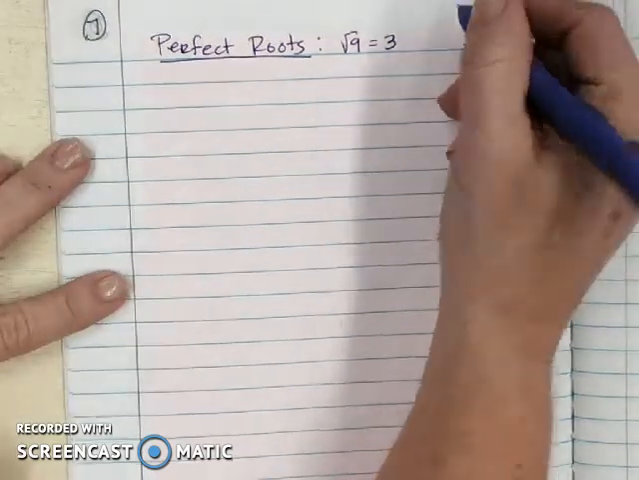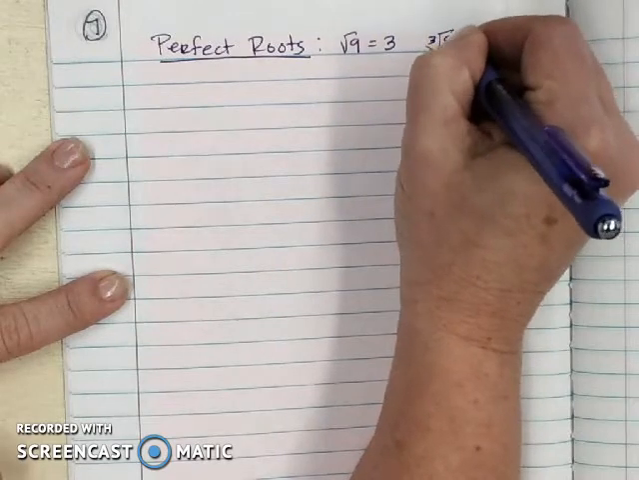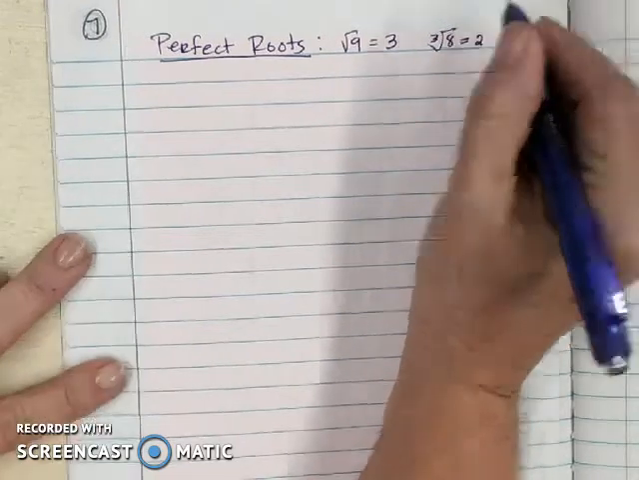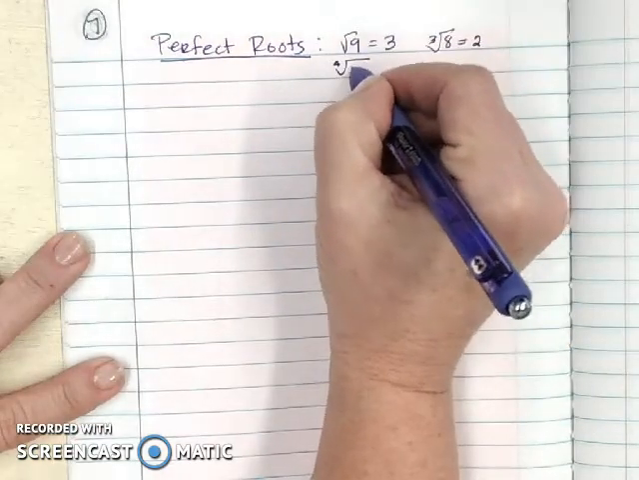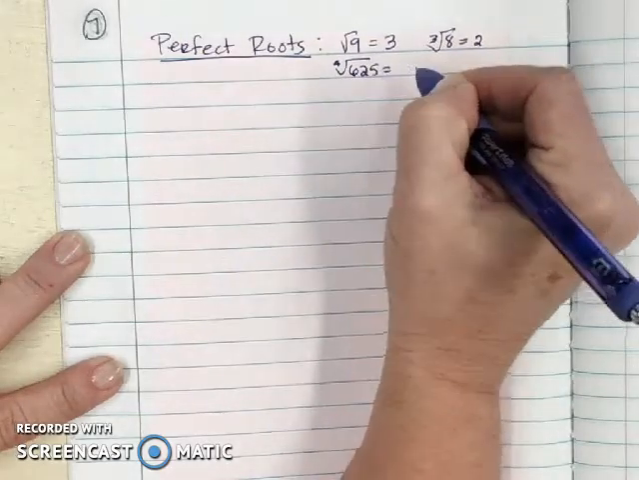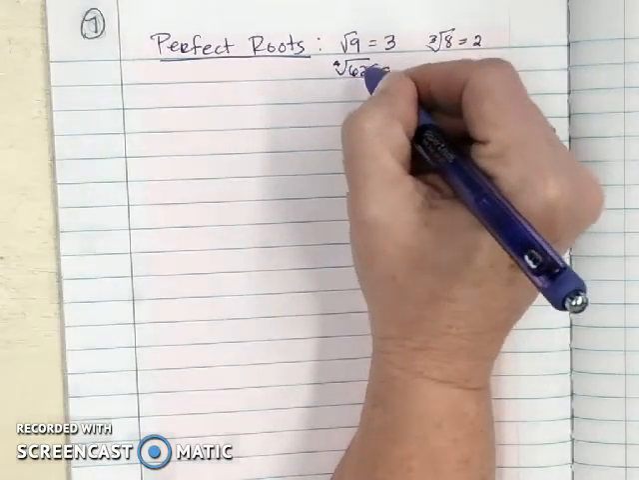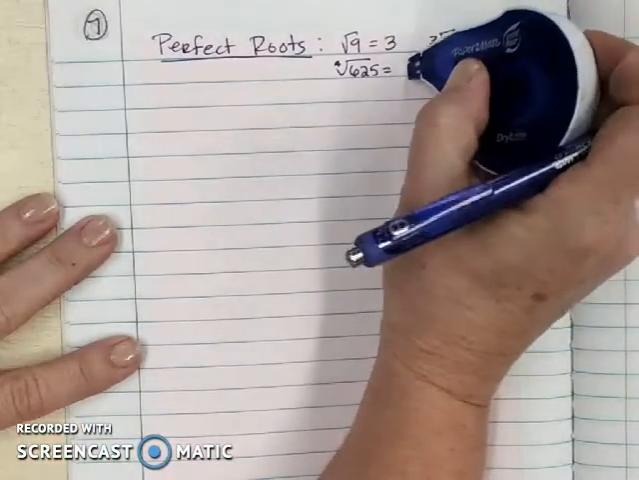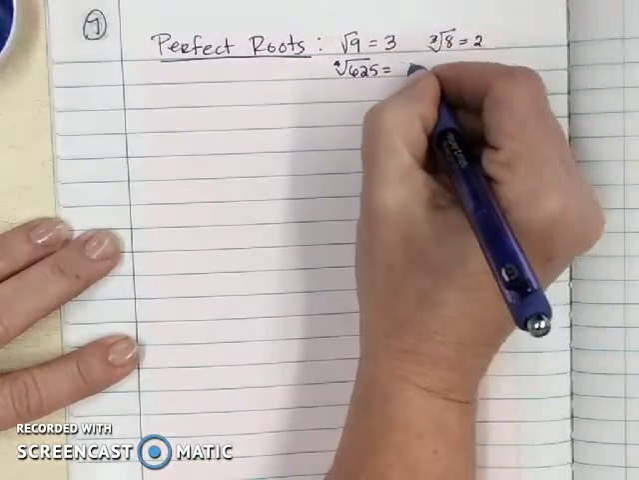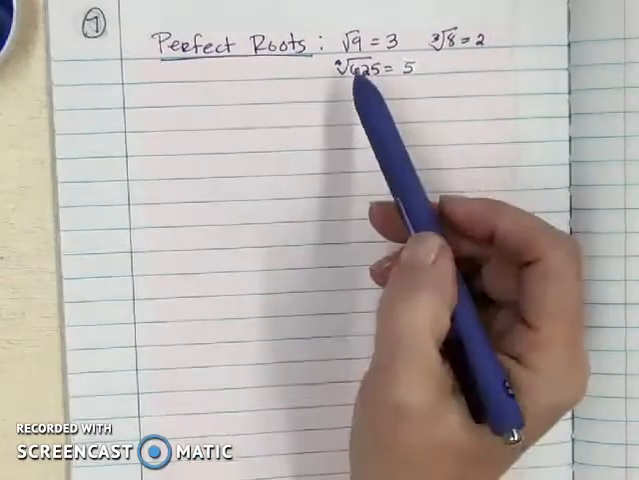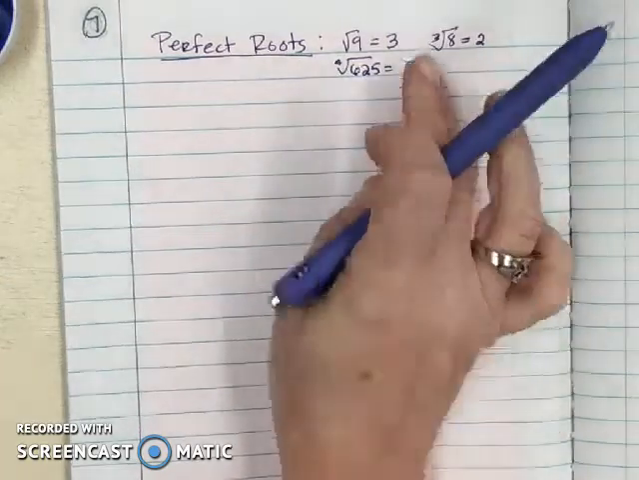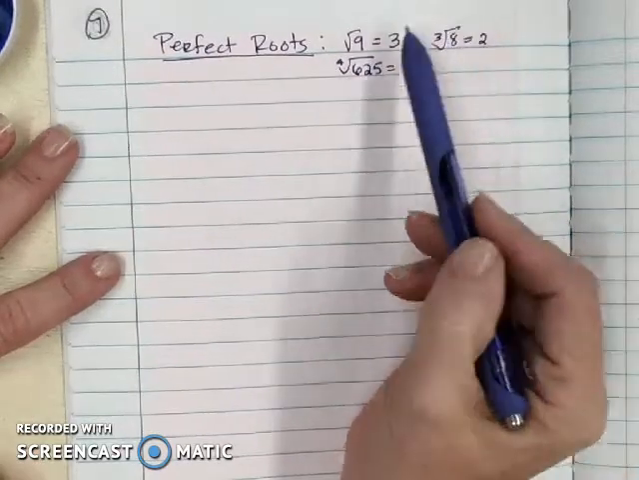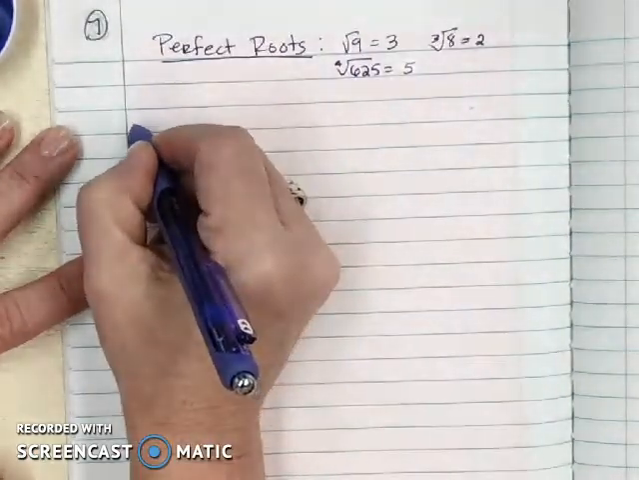Another perfect root would be the cube root of 8, because if I take the cube root of 8, it's just 2. Or if I take the fourth root of 625, that means what multiplies by itself 4 times to give me 625, and that would be, I'm sorry, I almost wrote the wrong thing, that would be 5. Those are examples of perfect roots because when I simplify that radical, the radical goes away and I'm just left with a whole number.